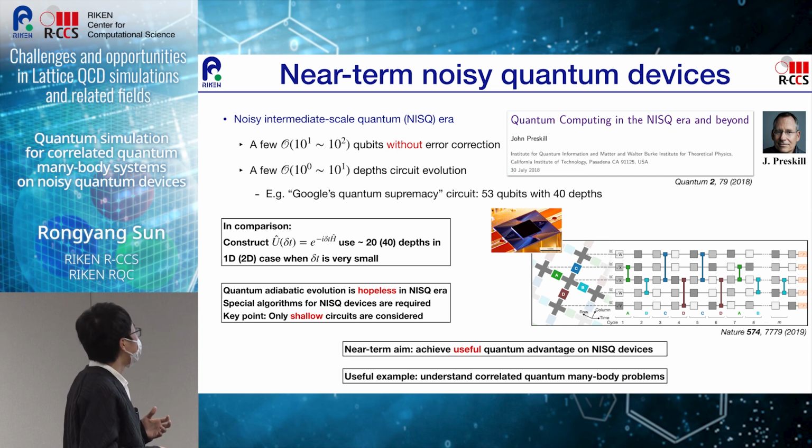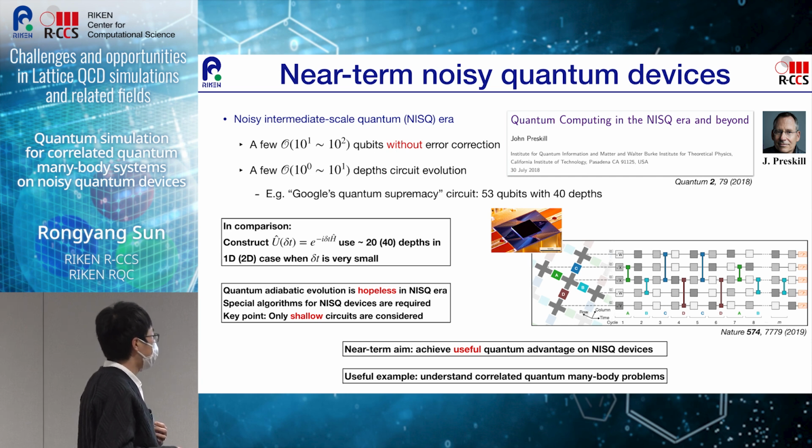And also, we can only perform several or tens of depth circuit evolution on these noisy devices. For example, a typical example of this NISQ device is Google's Sycamore quantum computer, since it can perform a quantum circuit including 53 qubits with 40 depths.